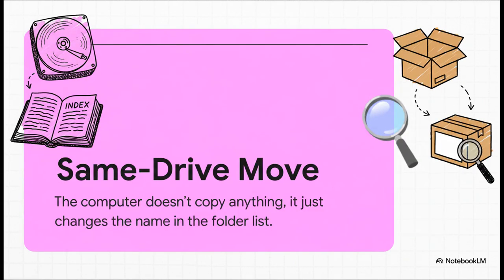Okay, so think of your hard drive like a giant library. Every file is a book. But instead of moving the whole book from one shelf to another, the computer just goes to the card catalog, the index, and changes the card to say the book is now on a different shelf. The actual book, the data itself, never moves an inch. All the computer does is update the pointer to where that data lives. It's just relabeling, not relocating.